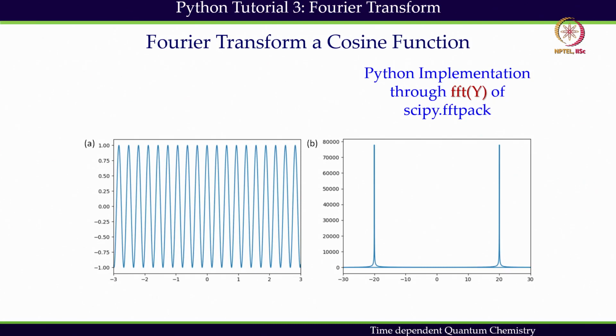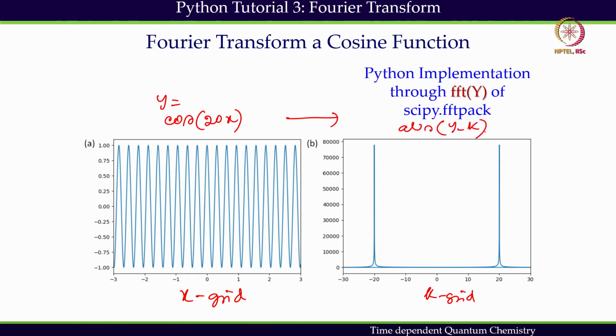What we have seen here is the cos function. This is your X grid and this is your K grid. On this K grid we are representing it. We had cos 20 x as the function, and once we have Fourier transformed it, which we have defined as y, we are taking the absolute value of yk and plotting it, because yk is the Fourier transform function.